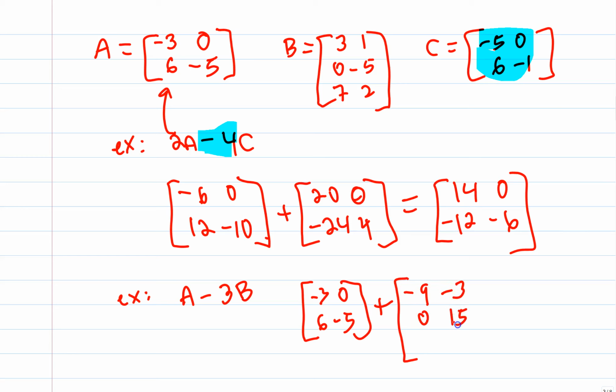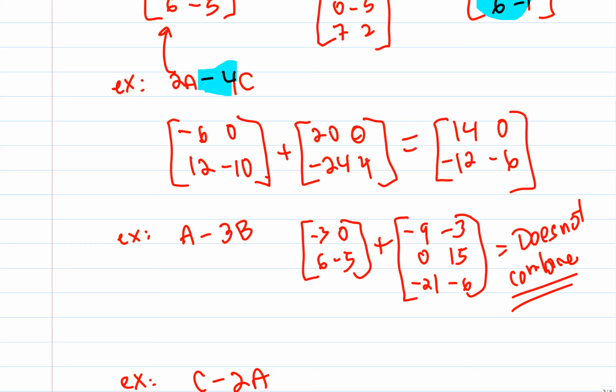So how do I add them if they don't match up? I need to match top left with top left, top right with top right. There's a bunch of pieces missing. This one has extra pieces. This does not combine. They must be the same size for them to combine. They don't really get into that in the homework, but I just wanted to make sure we discussed it. This does not work, okay? If I try to add a 2 by 2 with a 3 by 2, the calculator or the computer would freak out, okay?